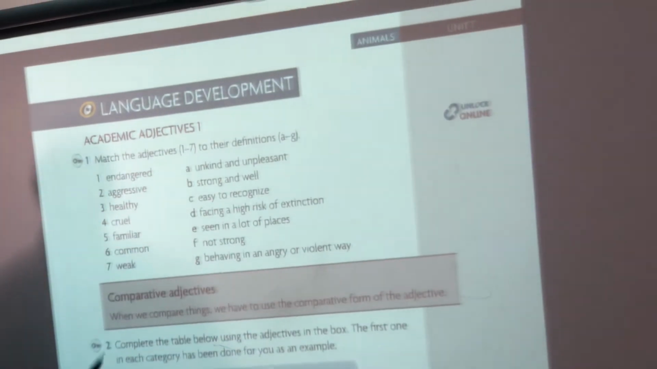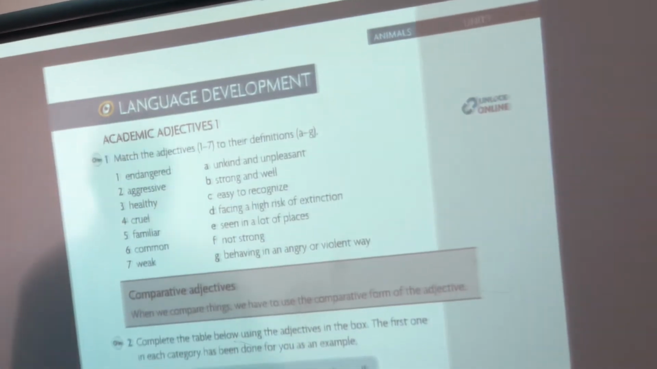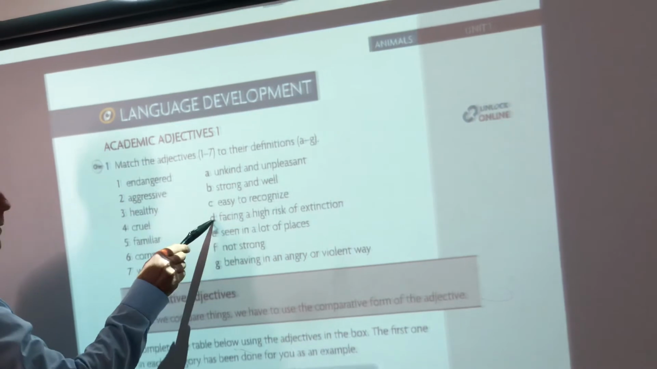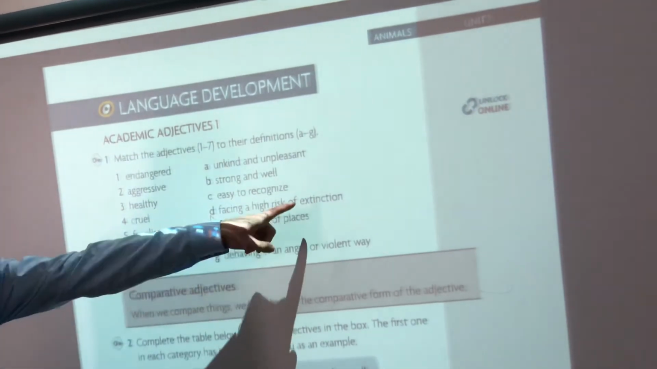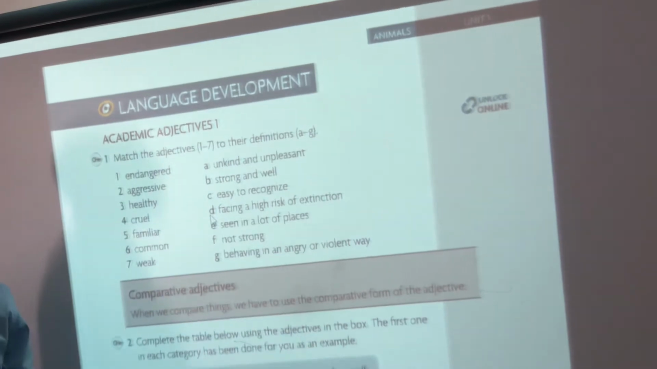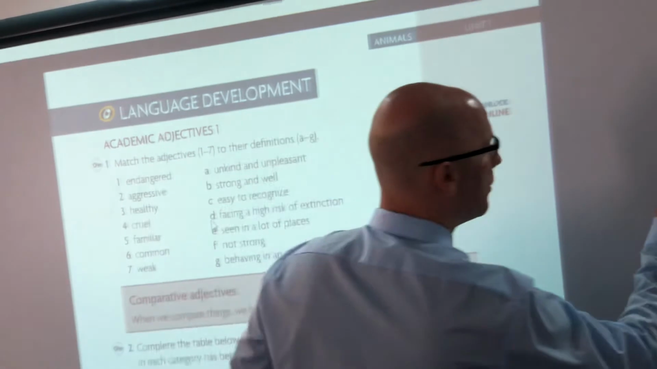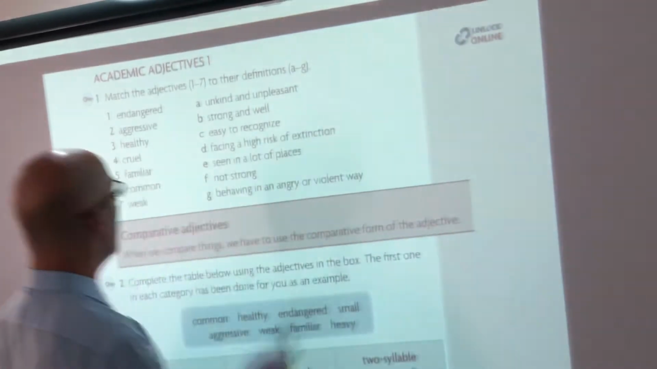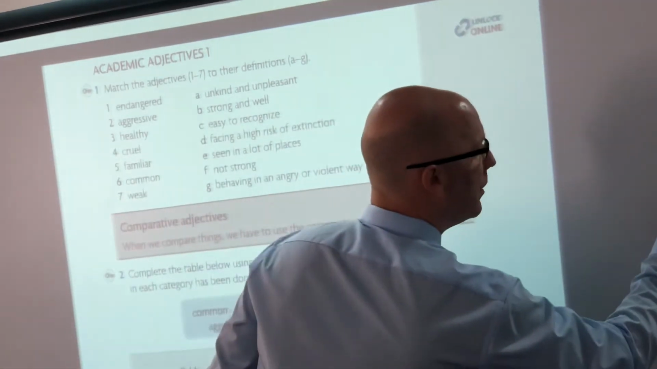Let's do the first one together. Endangered. D. Facing a high risk of extinction. Extinction means it's going away. I mean, maybe they're all gonna die. Okay, let's go to the next part now. So it's your job now to connect all of these. I'm not gonna do all of them with you, but you should be able to do them.